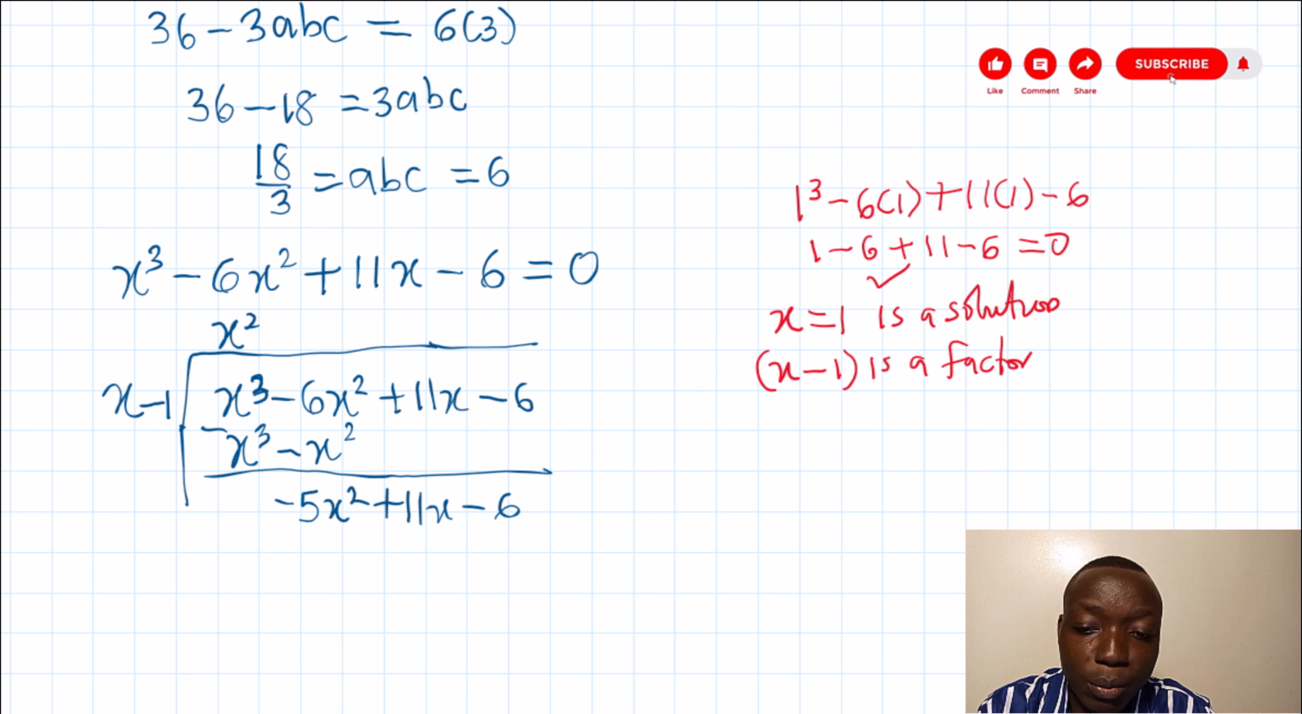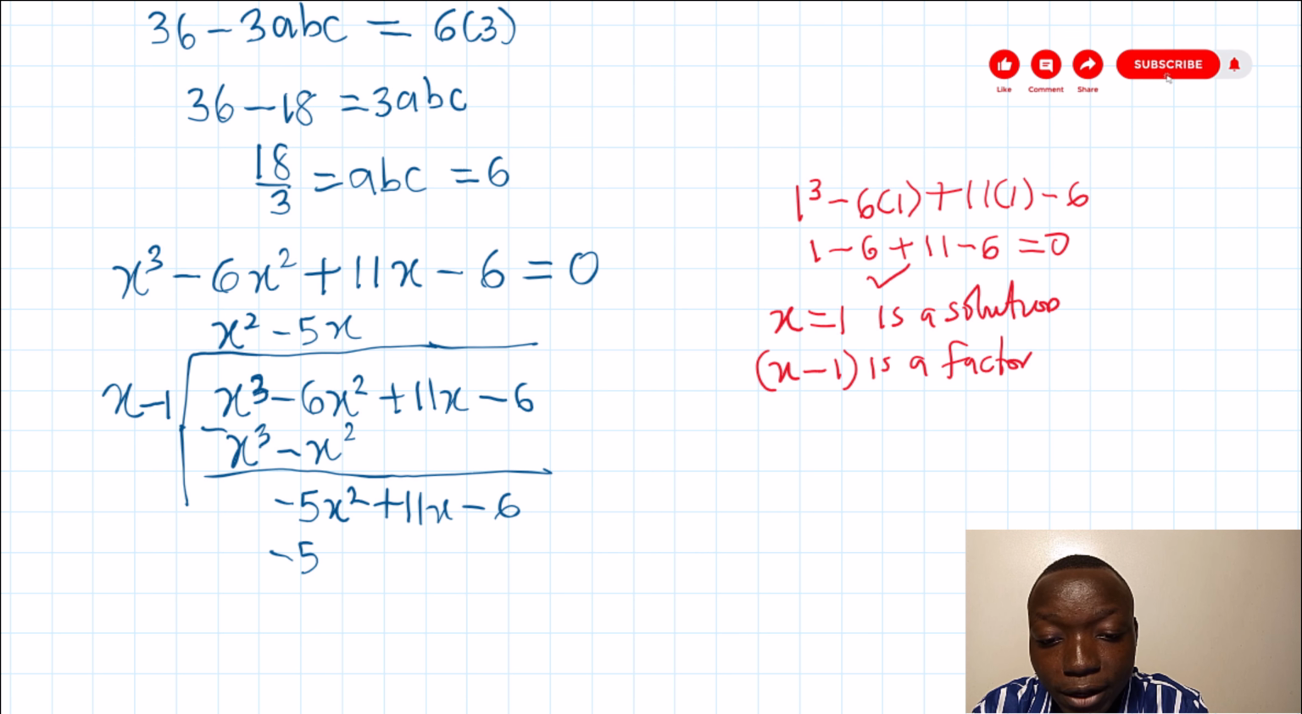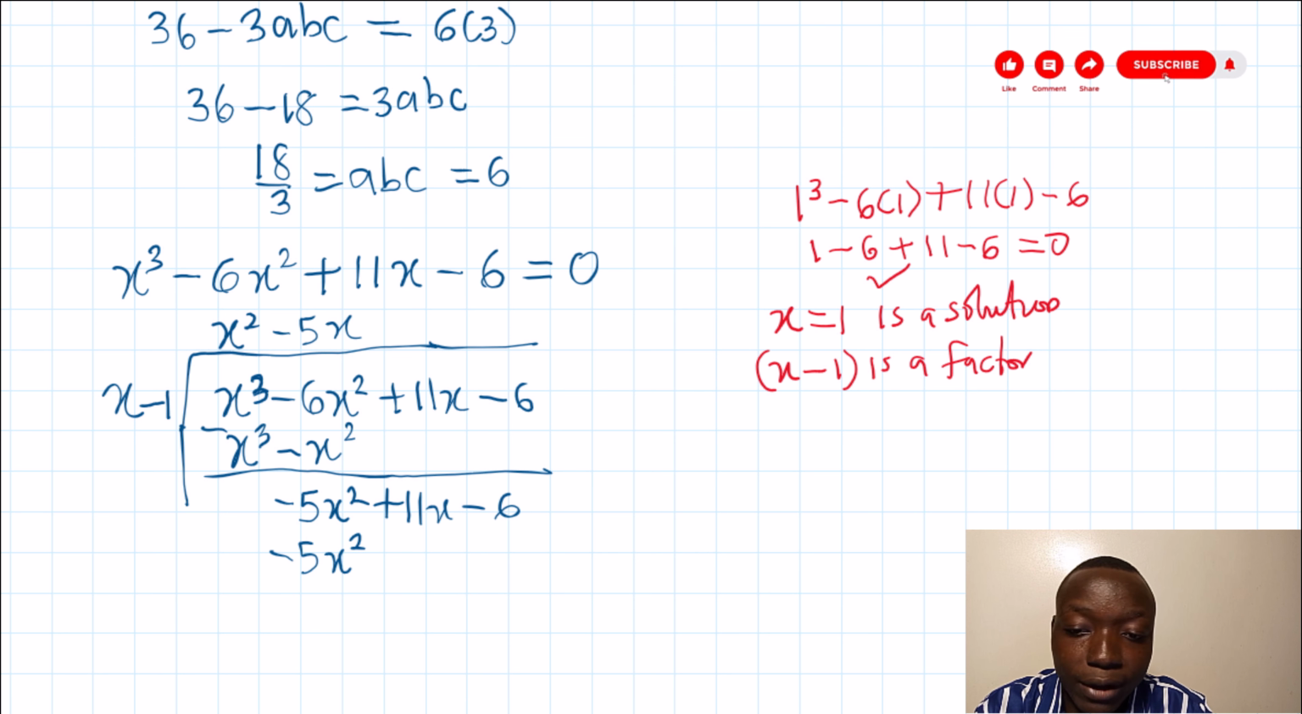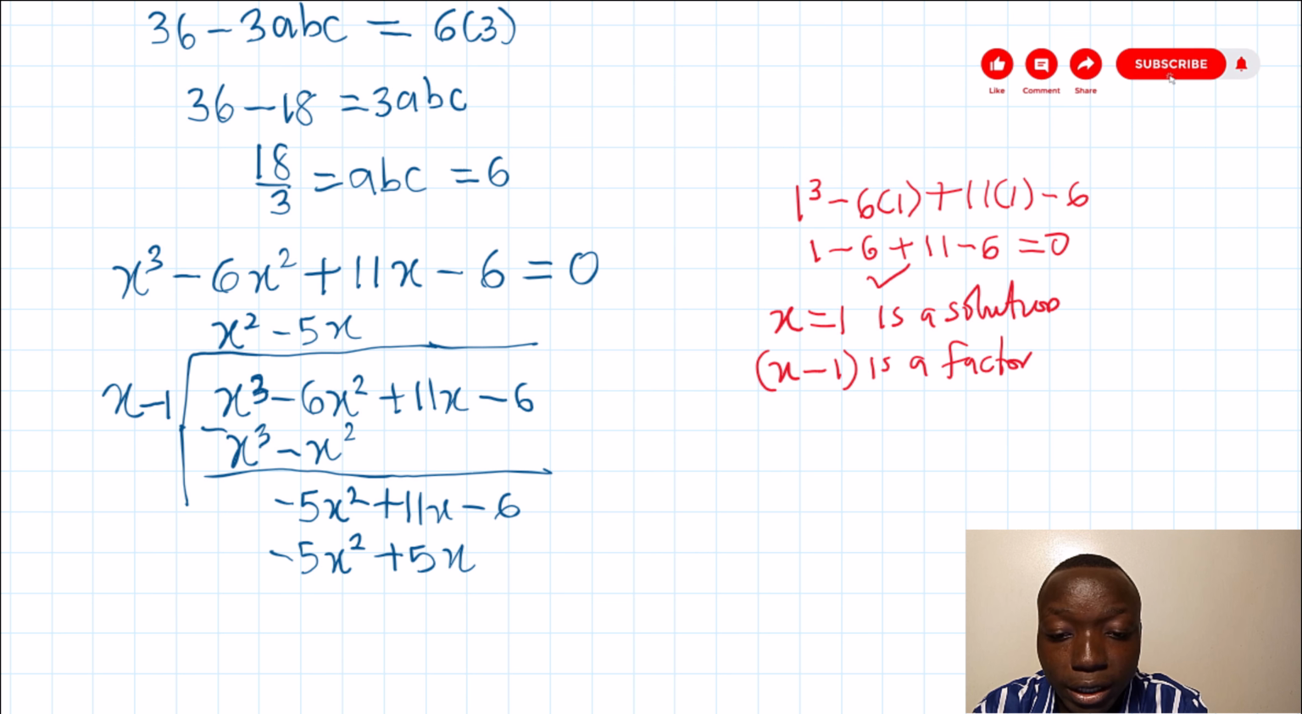Now, what's the next number multiplied with x that will give us minus 5x squared? That's minus 5x. So this will give us minus 5x squared. Minus 5 times negative 1 will give us plus 5x. Again, we subtract.